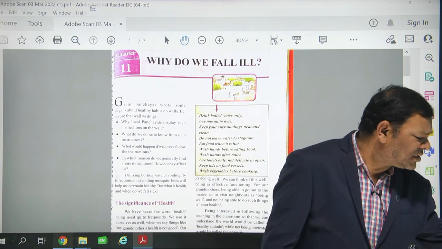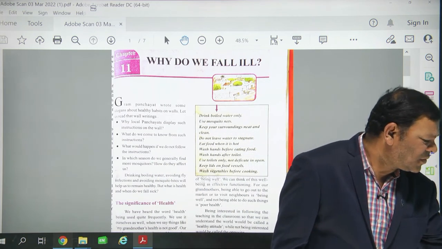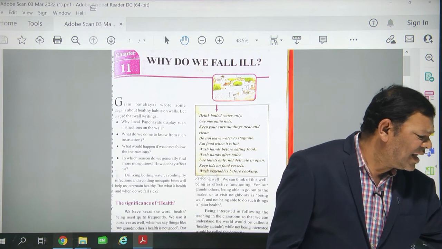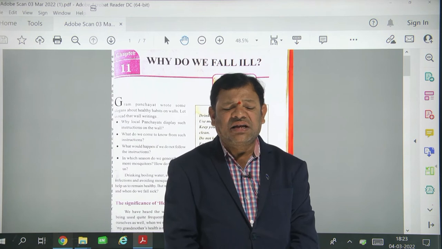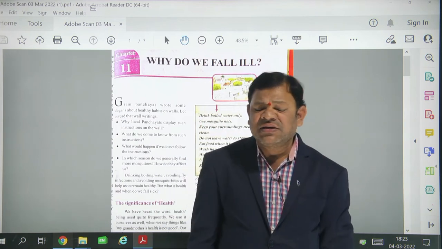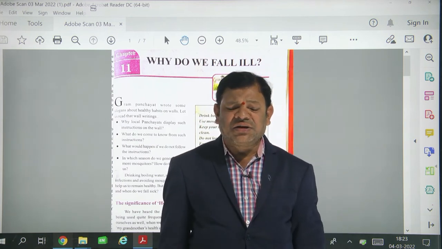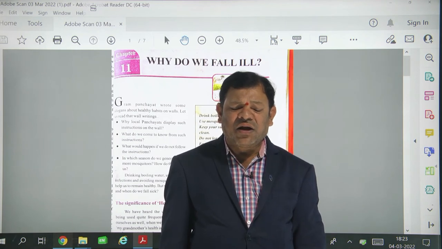In this next lesson, the cell. The cell is the basic unit of life. The cell is the fundamental unit of life. The cell is the structural and functional unit of life. The cell is the building block of life.